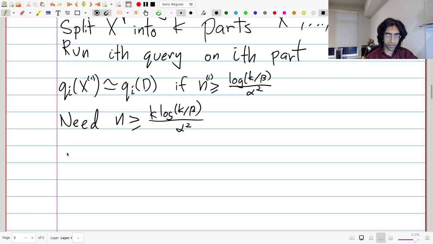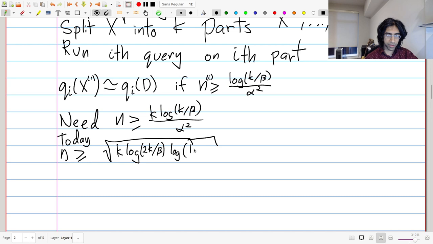Today, I'm going to present something that shows you can do n greater than or equal to square root of k log 2k over beta, times log 1 over alpha beta, all over alpha squared. So you can see that this is quadratically better. You saved a square root factor. And it turns out this is roughly optimal.